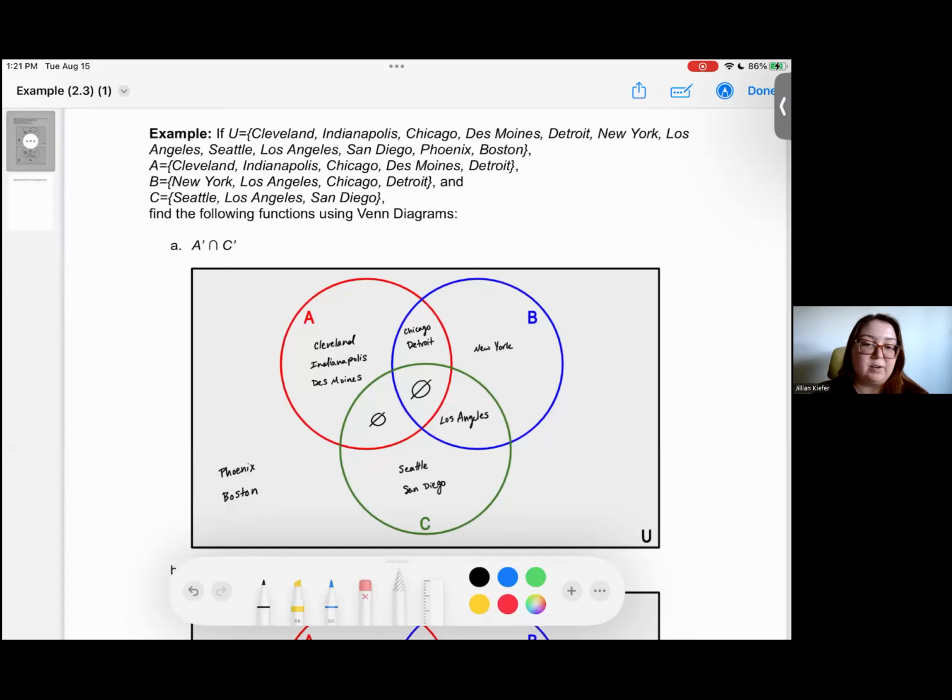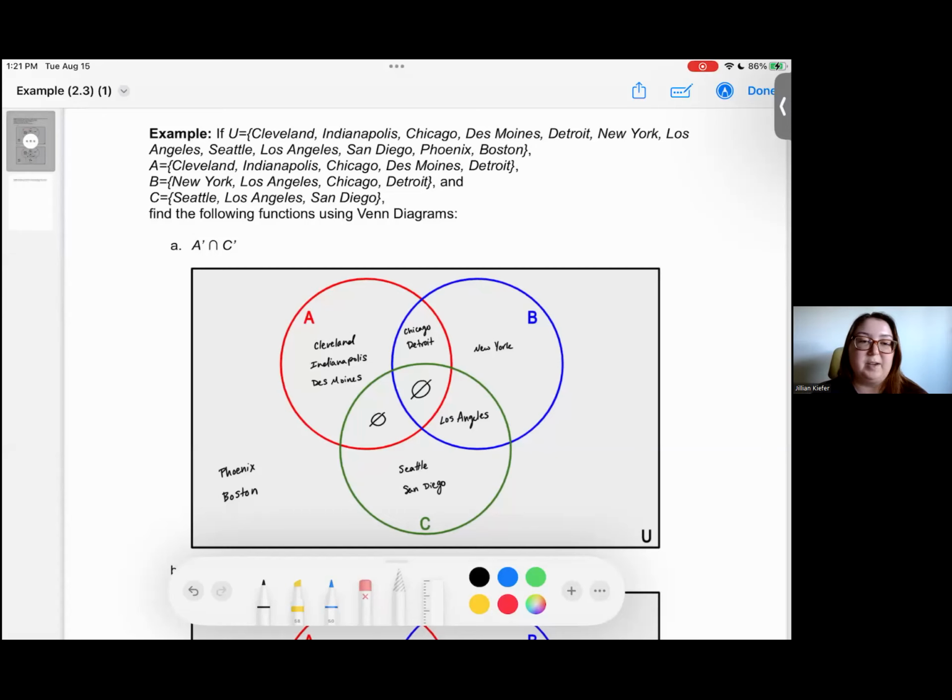And then we also have that A and C also don't share any elements at all. So I wrote the empty set as well. You can also just write nothing to indicate they don't share any actual elements. But I drew those in just for representative purposes.